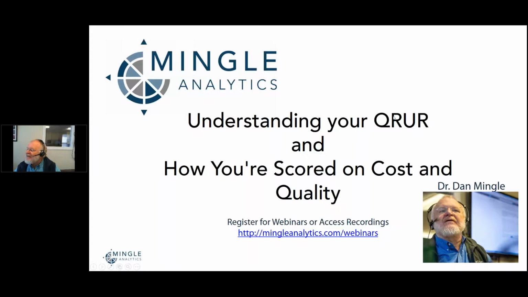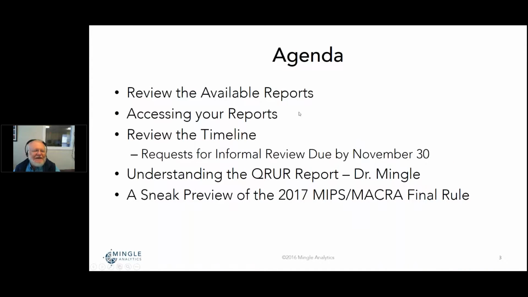We've seen the title. Let's move into the next slide. What I plan to do today is review the reports that are available in your PQRS portal. I'll cover how to access them. We'll review the timeline. We particularly wanted to get this presentation in now because the clock is ticking on your ability to file for an informal review. That filing for informal review is due by November 30th. So understanding the report and whether or not you need to file for a review is extraordinarily important.